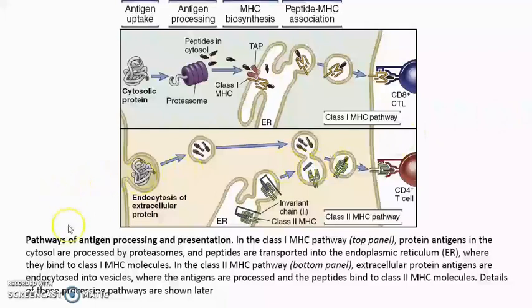The pathway of antigen processing and presentation. Protein antigens in the cytosol here are processed by proteasomes and peptides are transported into the endoplasmic reticulum where they bind to MHC class 1. In the class 2 MHC pathway, the extracellular protein antigens are endocytosed into vesicles, where the antigens are processed, and the peptides bind to MHC class 2 and are displayed to CD4 T cells.